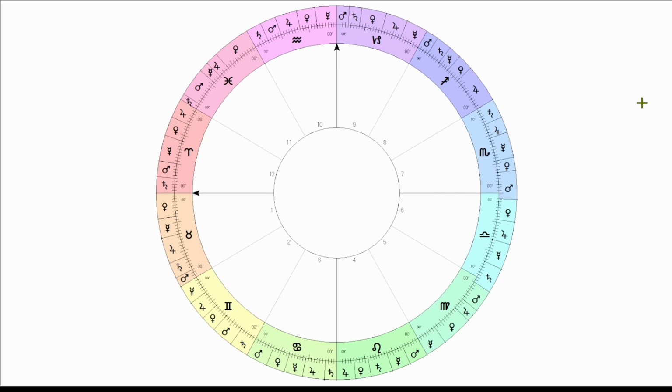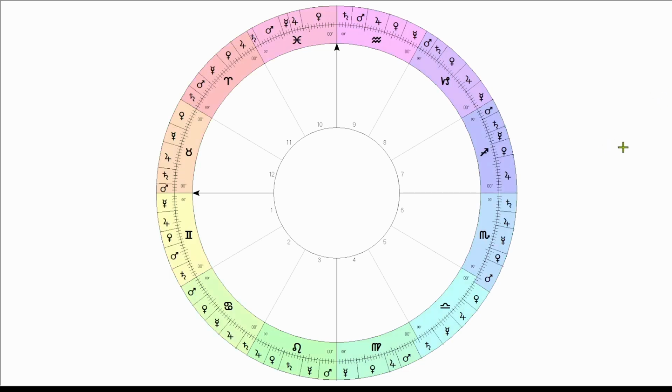Lastly, we have what's called a mutable or double-bodied sign. So Gemini is one of those signs. And again, we can see Gemini on the first house, Pisces on the 10th, which again is a mutable double-bodied sign, Sagittarius, double-bodied, and Virgo, double-bodied. So what could we tell about this person without knowing anything else? Their life is probably going to be a little dual-natured, a little changeable.